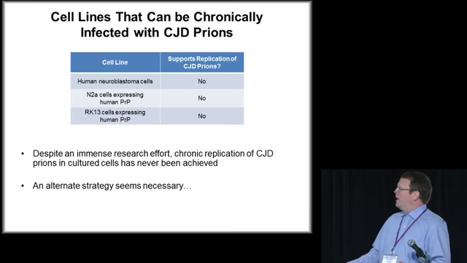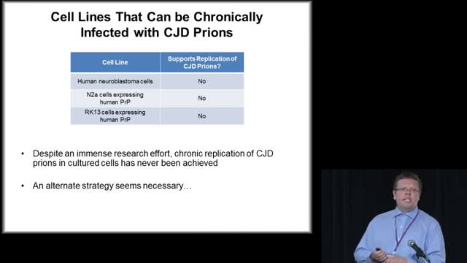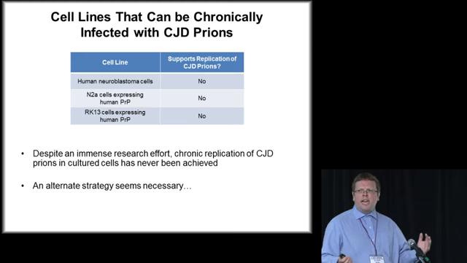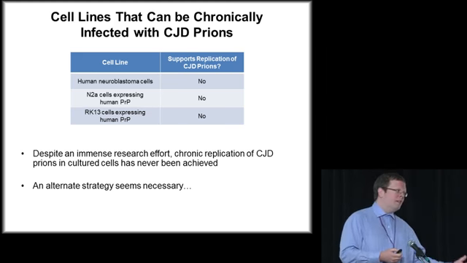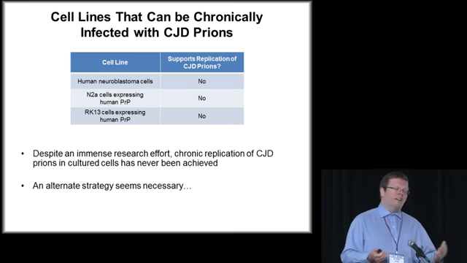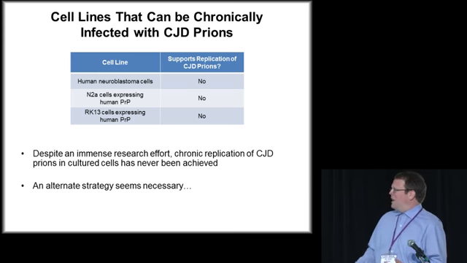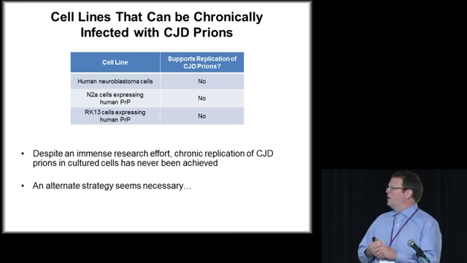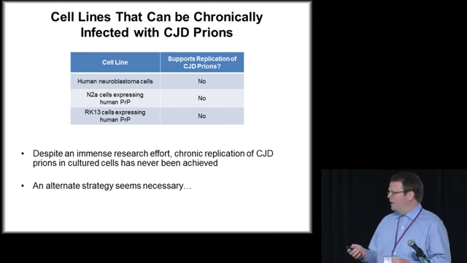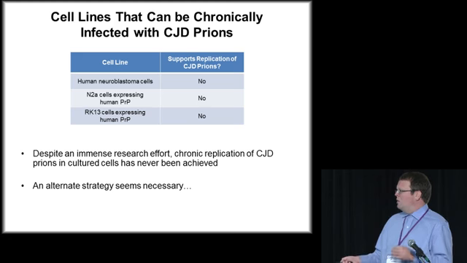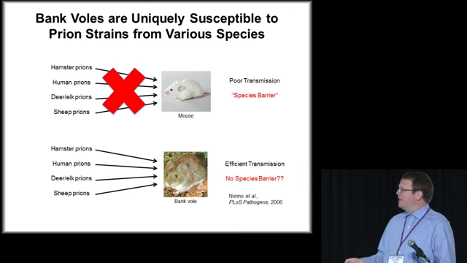If you take a cell line that I'm going to talk about called RK13, these are cells that don't normally have any prion protein, but if you put in the prion protein from mouse, they become susceptible to mouse prions. If you put in the prion protein from deer, they become susceptible to deer prions. Unfortunately, if you put in the prion protein of the human, they're not susceptible to human prions. And so this has been a major bottleneck in the field: there is an urgent need to develop a cell line that can replicate CJD prions. And so maybe an alternative strategy is necessary.